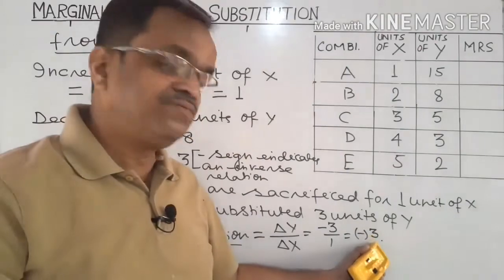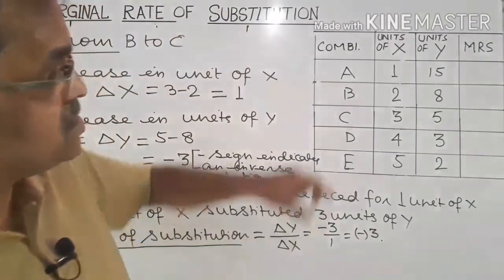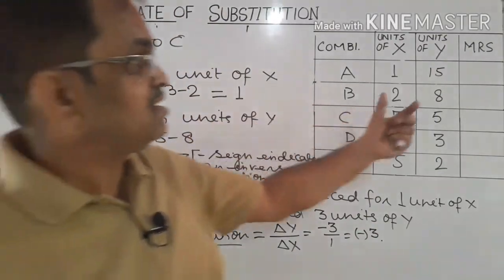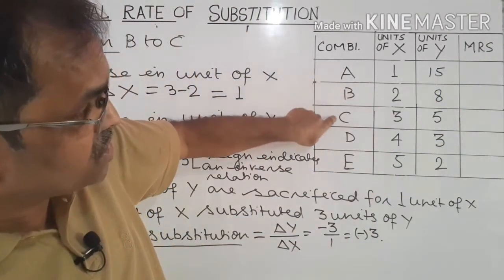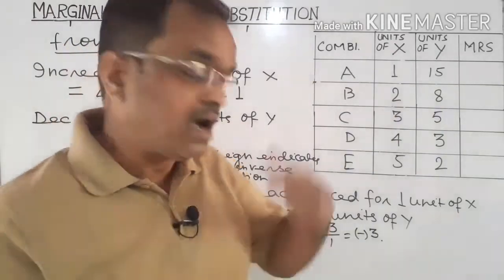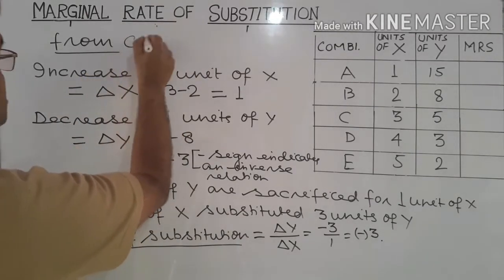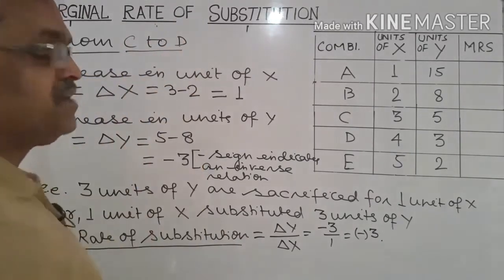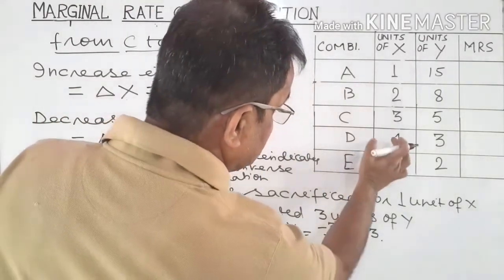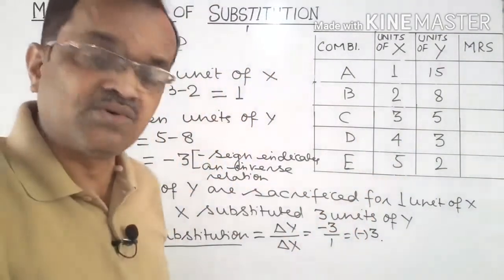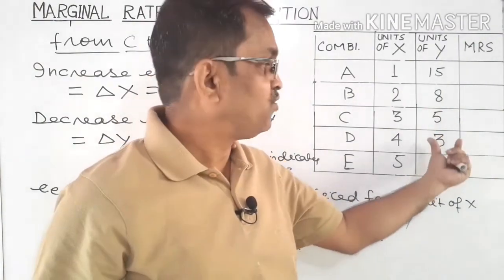Now what is the observation? The units of y sacrificed decreased when the consumer shifts from B to C. Initially the units of y sacrificed was 7, and now when the consumer shifts from B to C, it is 3. Again when the consumer shifts from C to D without affecting the level of satisfaction, because the satisfaction level remains the same, that is C to D, 4 minus 3, that is 1 unit more is consumed of commodity x, and this is 5, this is 3 units. What is the difference?